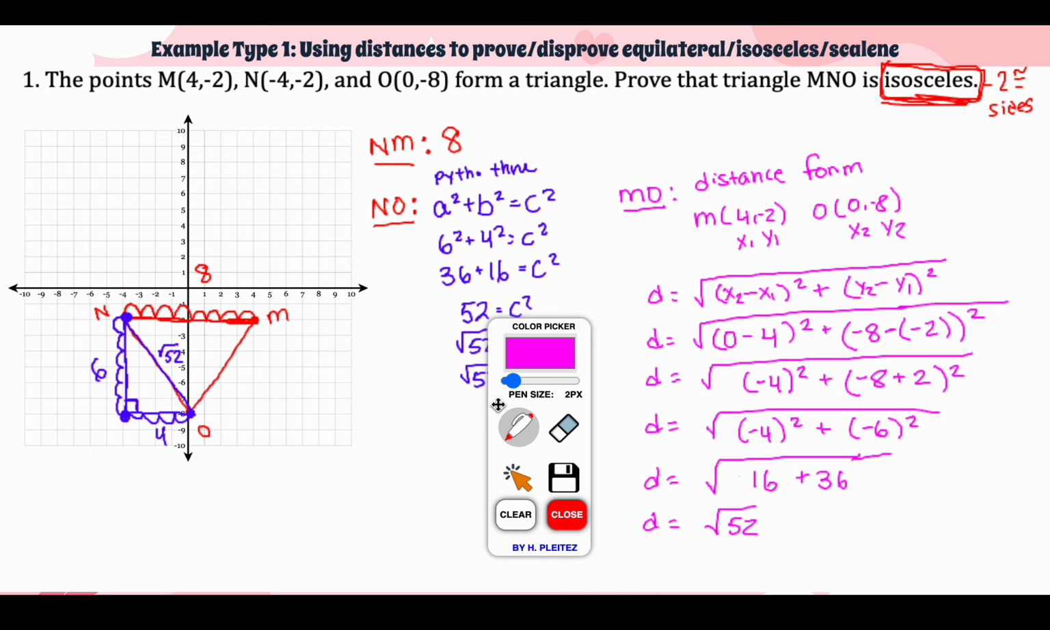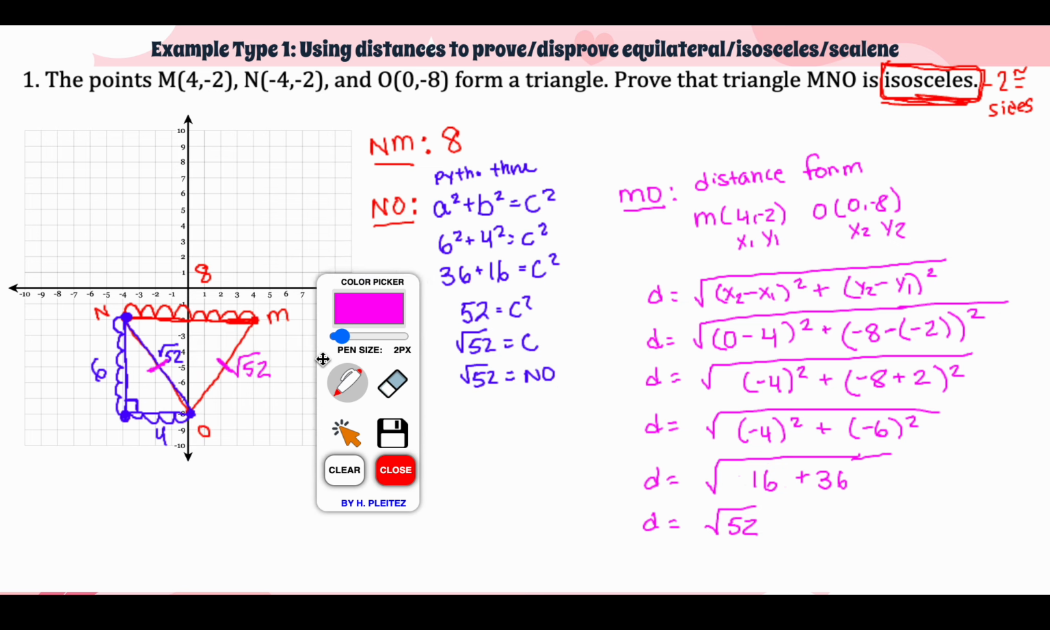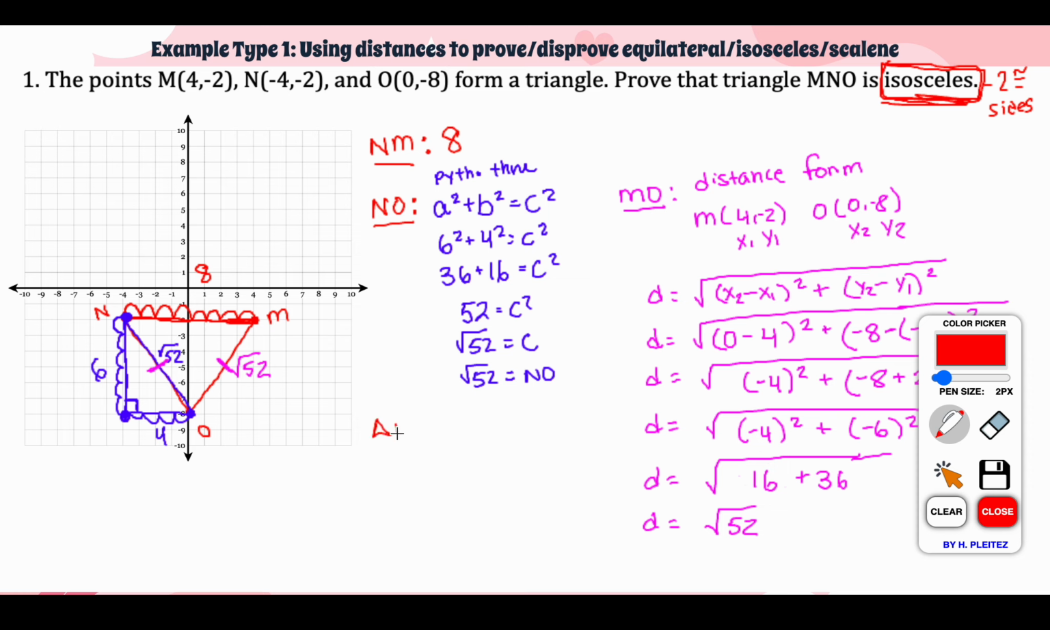I will label that on our diagram. Now I see that those two distances are the same, so I'm going to go the extra step of marking that congruence on my diagram as well. After I've labeled all of our findings, I can see that this triangle is isosceles, but now we need a concluding statement. So triangle MNO is isosceles because it has two congruent sides. All done.